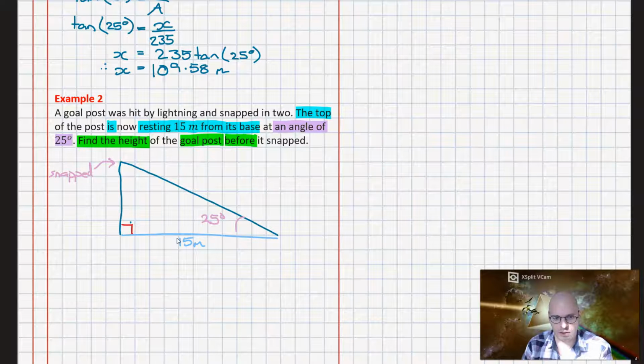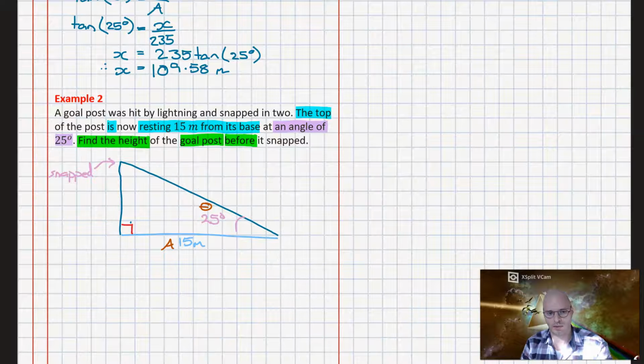features on it. So this 25 degrees, I'm going to call it theta, and the sides that we're interested in, we've got x over here. We've got the adjacent over here, and what it's asking for is the original height, so this red line here before it snapped.